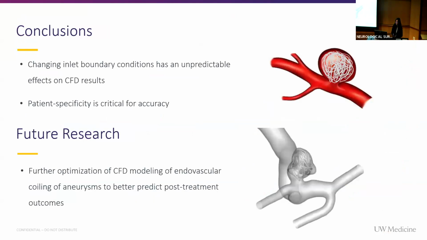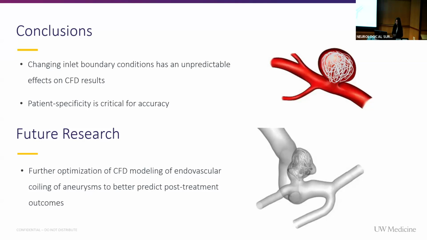Although the sample size was not big enough to be statistically significant, we can see, using the data I just showed, that changing inlet boundary conditions can have an unpredictable effect on CFD results. This just means that moving forward, if we want to use CFD to model patient aneurysms in clinical use, patient specificity is critical for accuracy, and we want to use patient demographic data when generating these inlet boundary conditions, as we want to be accurately representing these patients if we want to use these models for patient care determination.